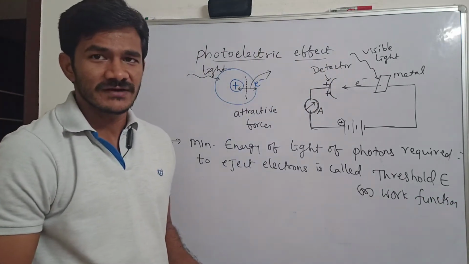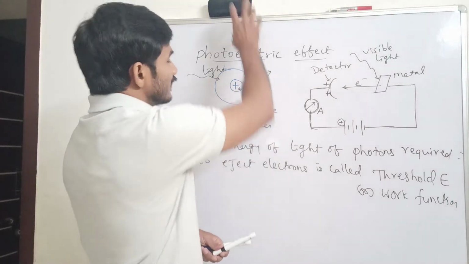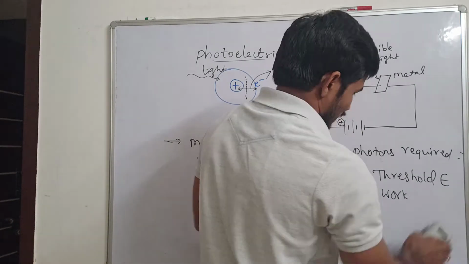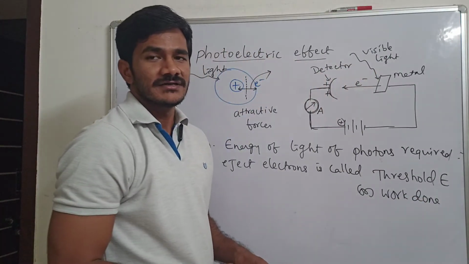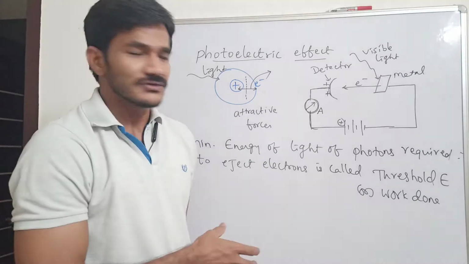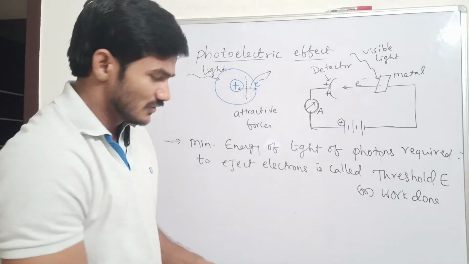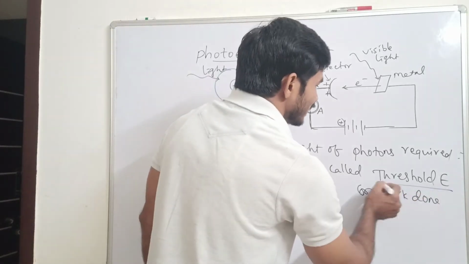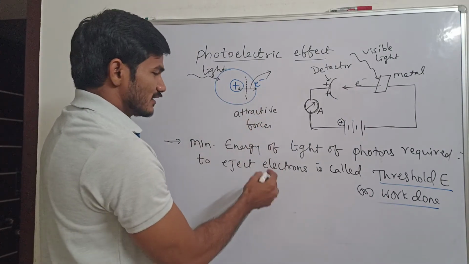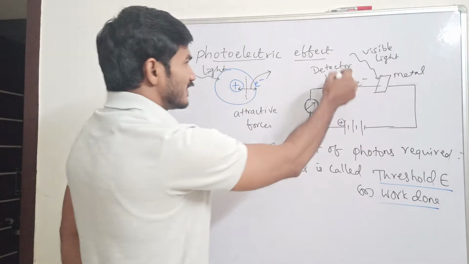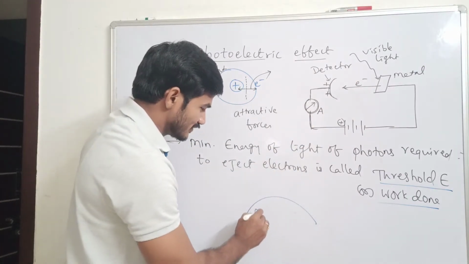There should be some work function, some work done. You can also write work done. There should be some work done on the atom because we have to break the attractive forces. So that is said to be the threshold energy or work done. Suppose when you are supplying energy, let us assume this is a metallic surface.